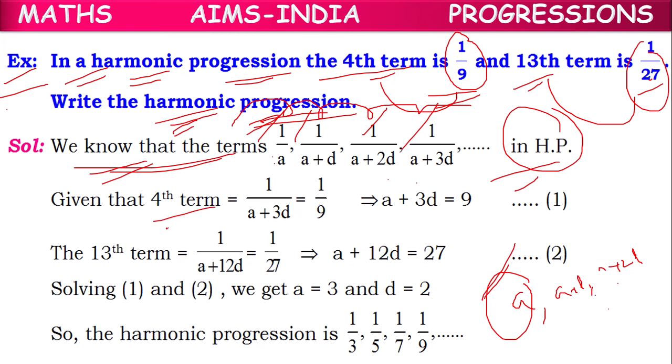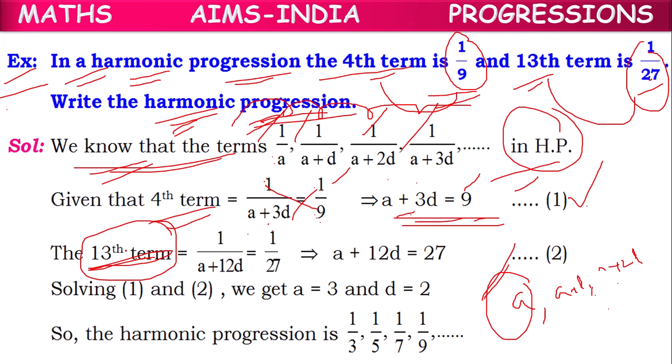In that, the fourth term, 1 by a plus 3d, equals 1 by 9. If we cross multiply, 9 into 1 is 9, and a plus 3d into 1 is a plus 3d. So a plus 3d equals 9. We will get one equation. And they have also given the 13th term is 1 by 27. The 13th term formula in HP is 1 by a plus 12d. If we cross multiply, a plus 12d equals 27. This is the second equation.